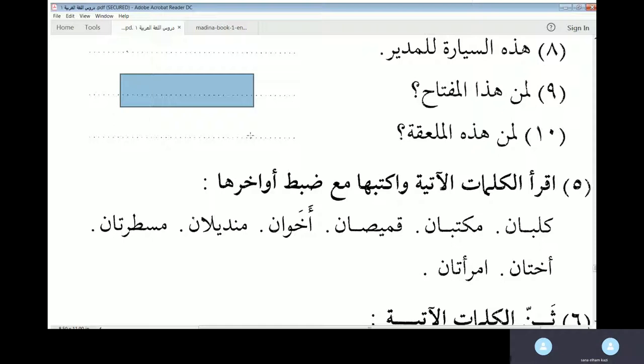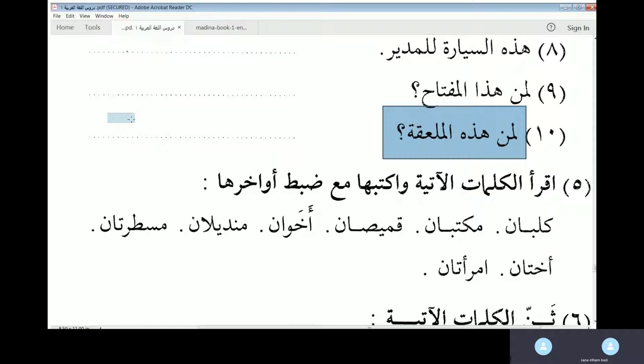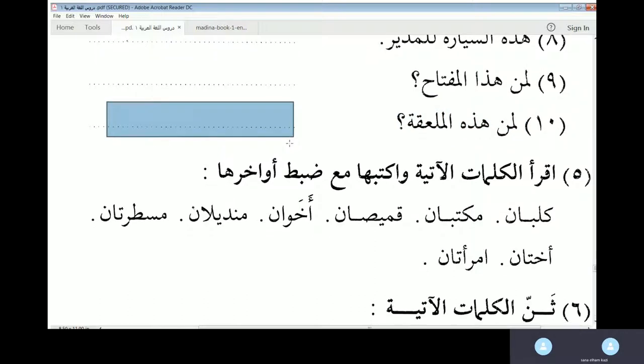Okay. Liman Hazani Miftahani. Who's this? These two keys belong to. Liman Hazihil Milakhati. Who's that? Milakhatu. Hazil. Because there's al, we cannot use the kasra here. Hazil. Yes, we don't have any reason for using kasra. Okay. Liman hazihil milakhatu.